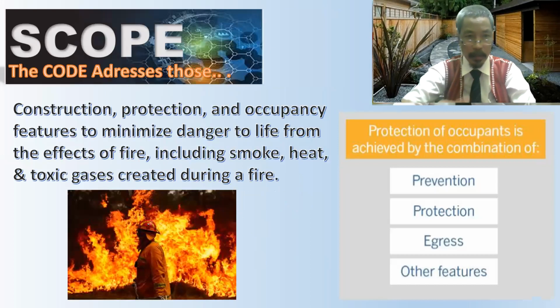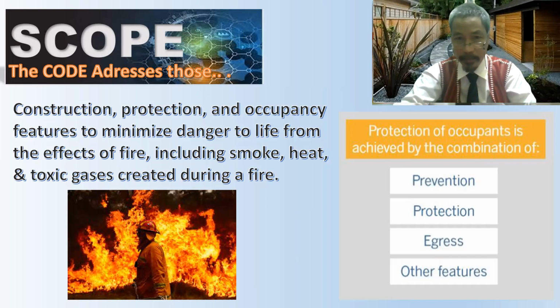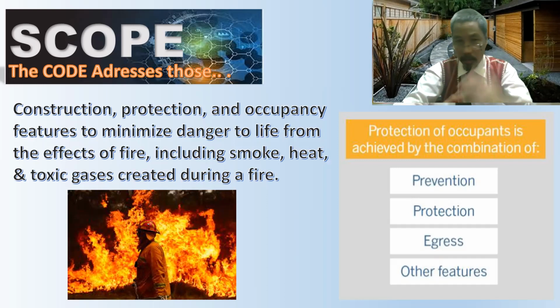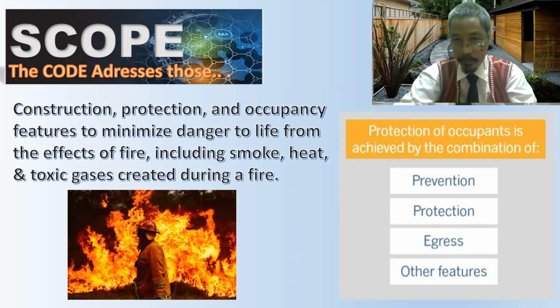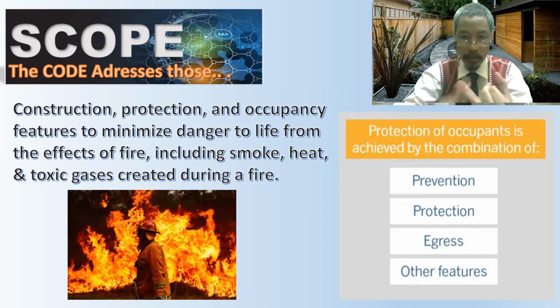So for scope, the code addresses those construction, protection, and occupancy features to minimize danger to life from the effects of fire, including smoke, heat, and toxic gases created during fire. So this is actually the objective of the code, and actually that is the statement of scope. Protection of occupants is achieved by the combination of the following: prevention, protection, egress, and other features.